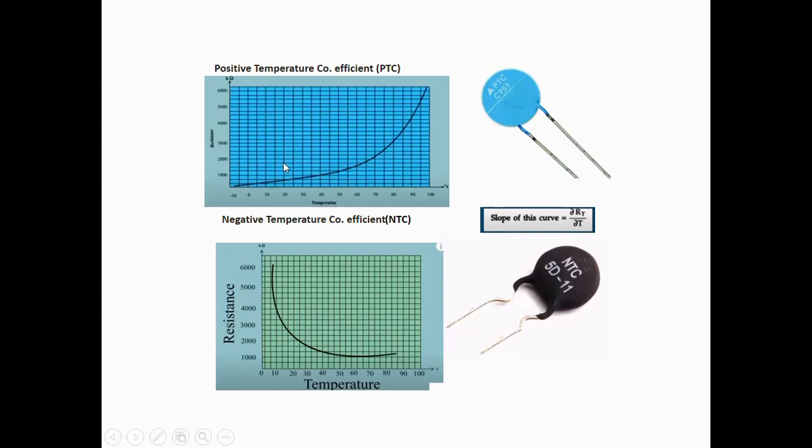The PTC is a positive temperature coefficient resistor and is made up of polycrystalline semi-ceramic materials. The resistance of a PTC will increase with the increase in temperature in a non-linear manner. So the PTC thermistor shows only a small change of resistance with temperature until the switching point is reached. See on the screen, when temperature increases, the resistance value increases non-linearly.